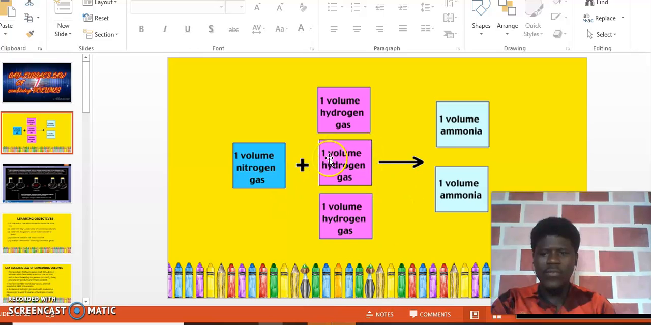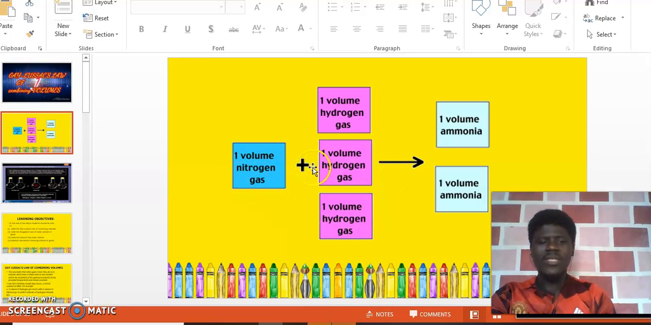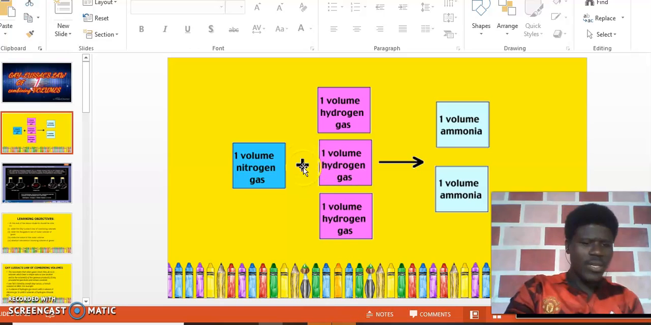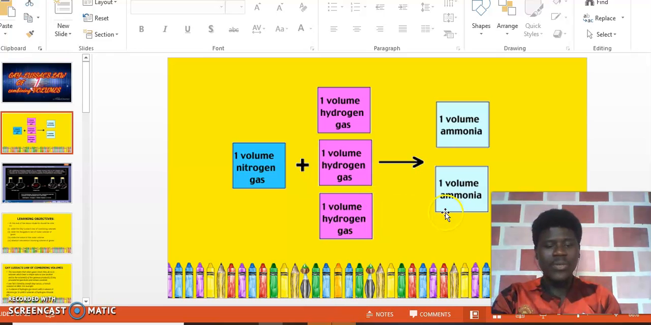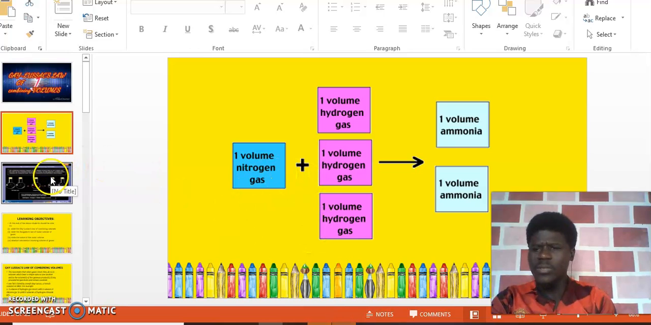So the statement of Gay-Lussac's law is that gases react in volumes that are in simple ratio to whole numbers, considering that temperature and pressure remain constant. So at constant temperature and pressure, gases react in volumes that bear a simple ratio to one another and to the product if it is gaseous. In some cases the product may not be gaseous, but the reacting gases are in simple whole numbers. So let me show you another illustration.